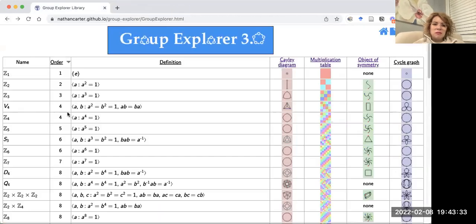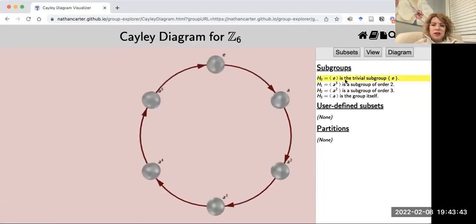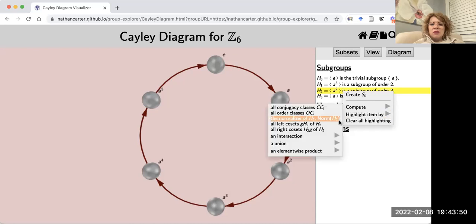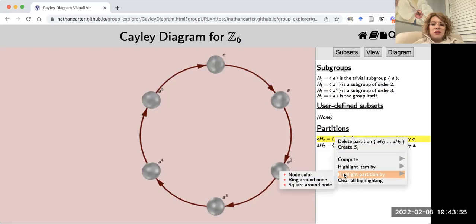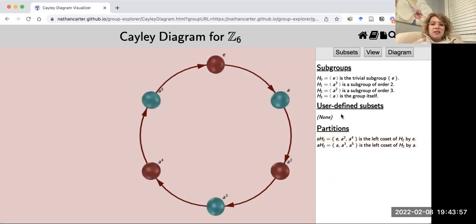Let's look at Z6. Okay, so in Z6, we have a subgroup of order 3. So again, we can compute the left cosets. These are cosets, and we can highlight the partition by that. And this is itself a subgroup of order 3. And there are 3 items left, and they also form a set of order 3.